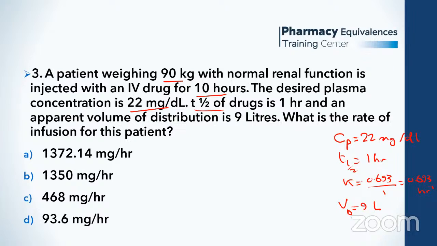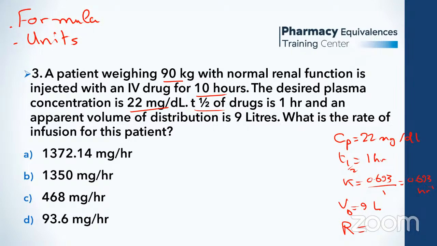Here we want to calculate the R, the rate of infusion. Okay. Here we have a pharmacokinetic problem. As usual, for any pharmacokinetic problem, we need two things. Firstly, we need to know the formula that we use. And the second thing, we should check the units. All units should be similar. So let us do those two things.